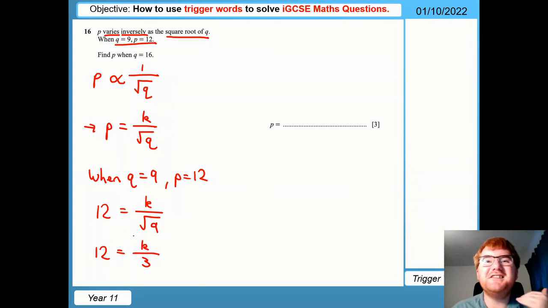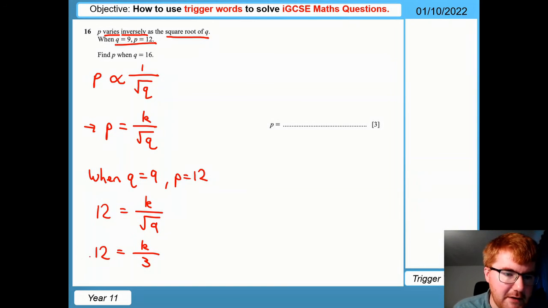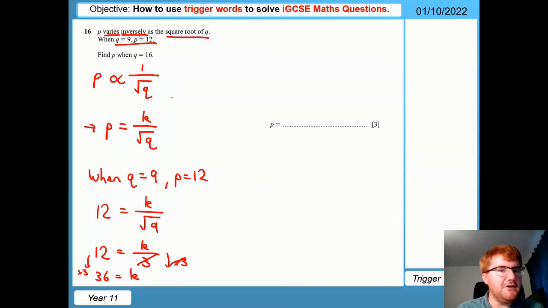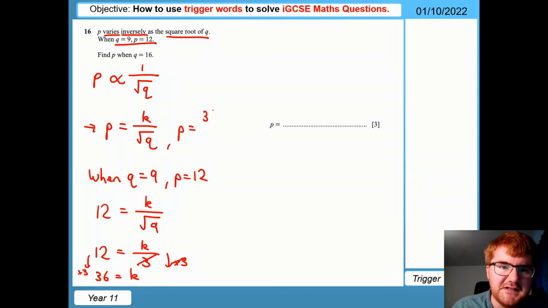And we want the k on its own here. So what's the opposite of dividing by 3? Times by 3 on both sides. 12 times 3 is 36. This cancels, giving us just k. So that's really good. We've actually got an equation we can work with now. So p is equal to 36 over root q.